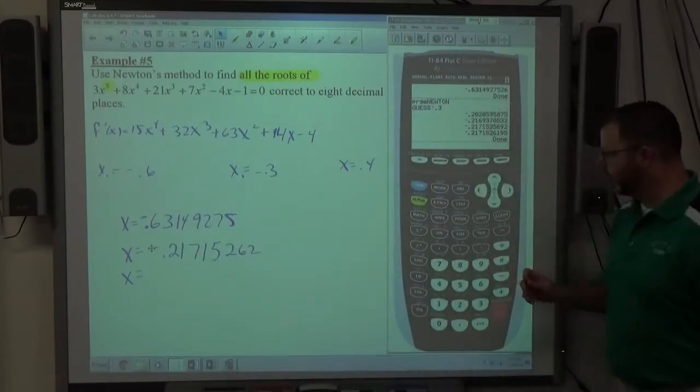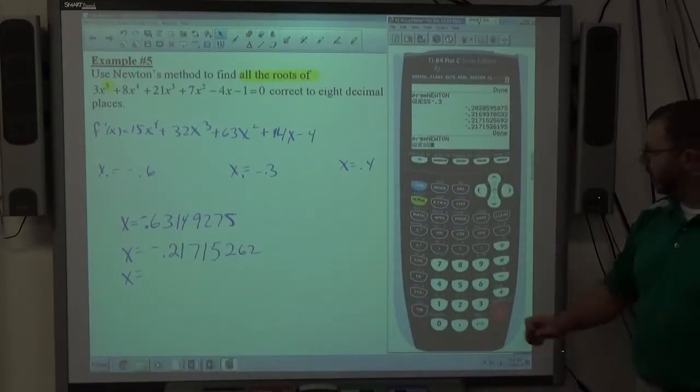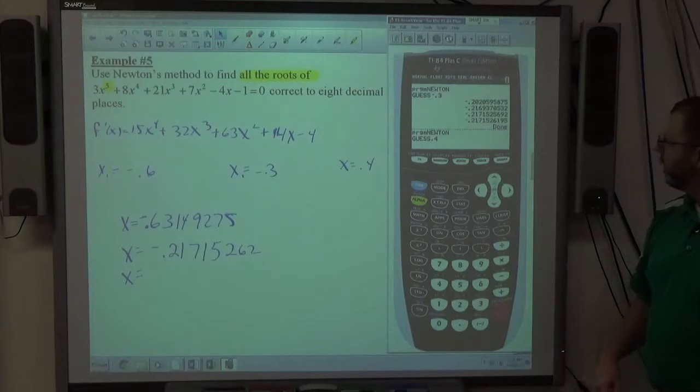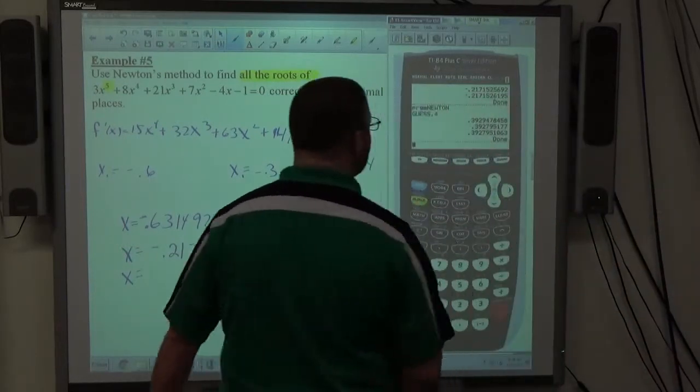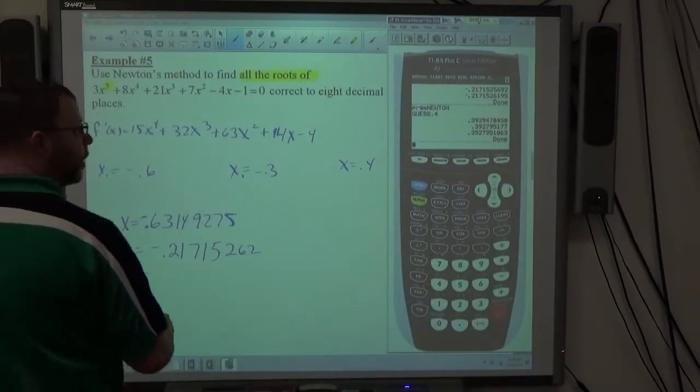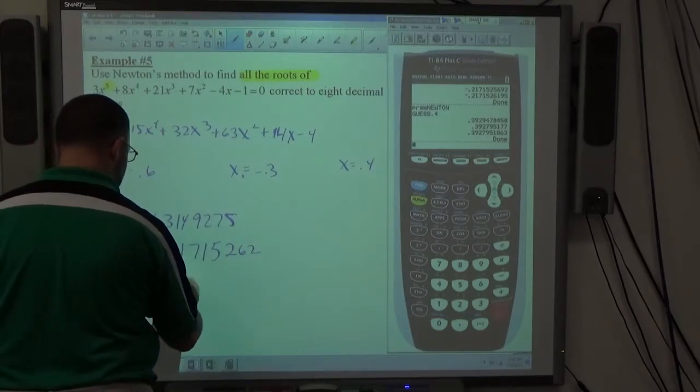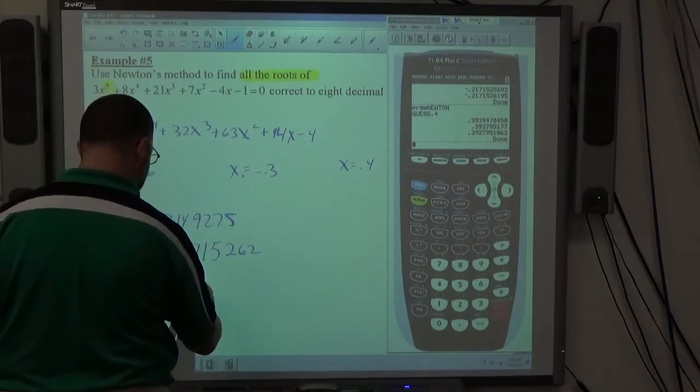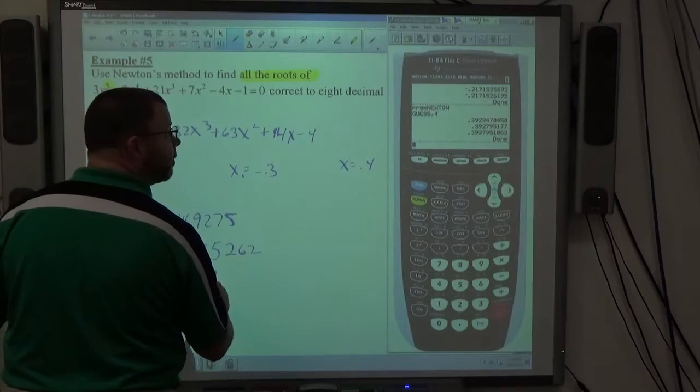And then again, bring up the Newton's method, hit enter one more time. I'm going to guess 0.4. And we get 0.3927951. It's a good guess. 0.3927951.